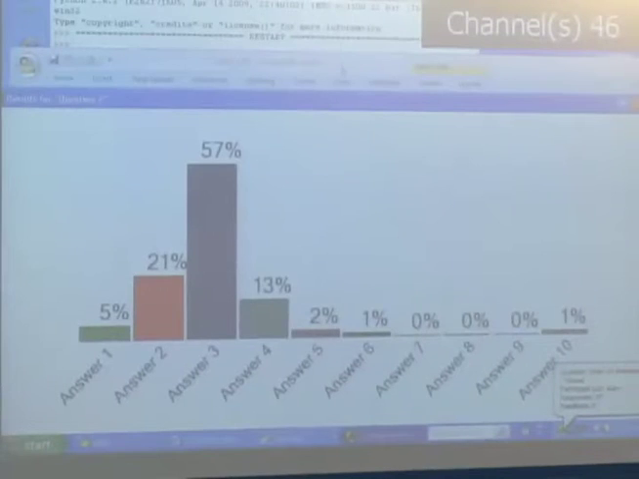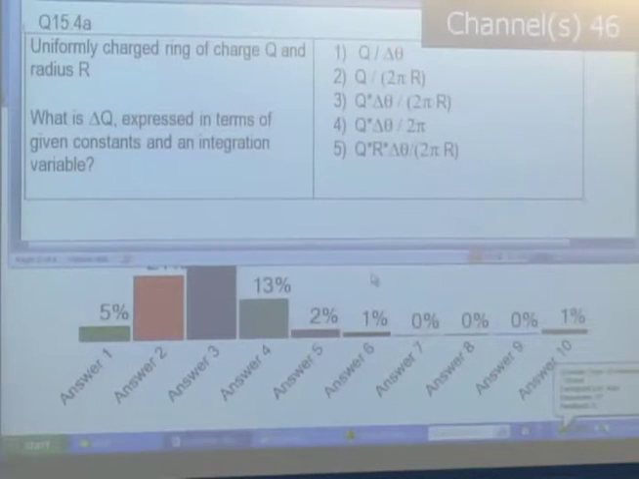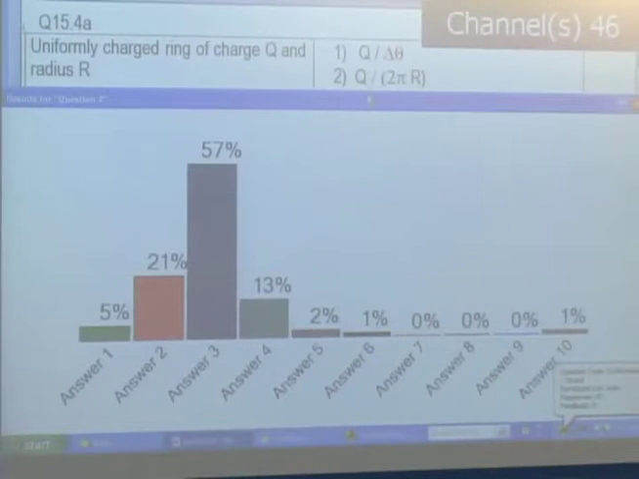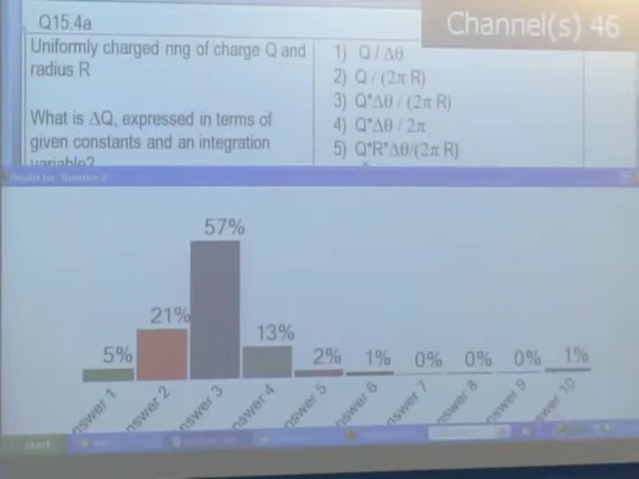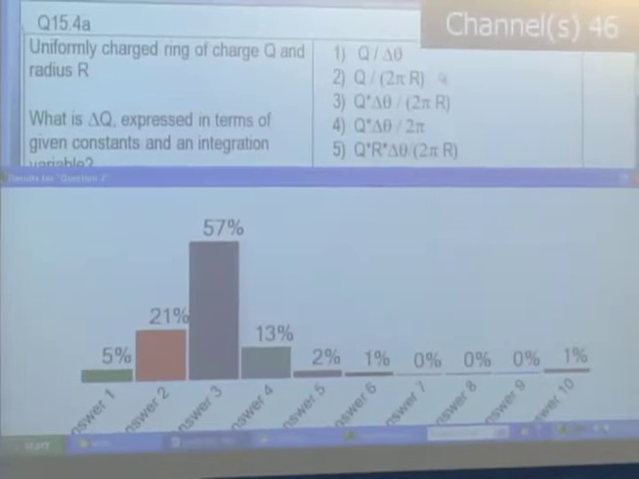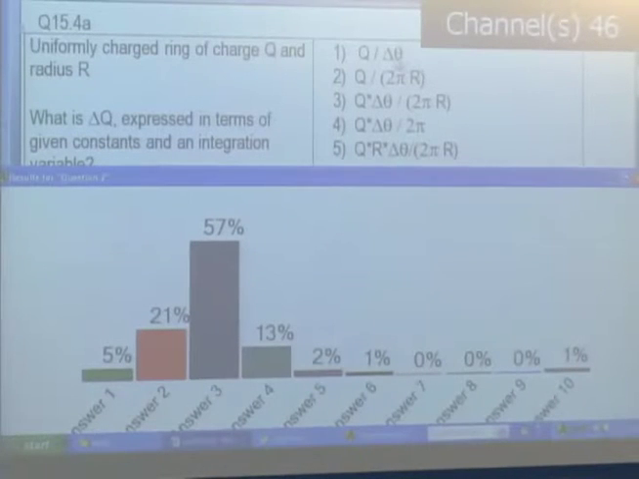All right, we have a large vote for 3. We have a smaller vote for 4, and some people are saying 2. Well, 2's out because the integration variable doesn't show up, right? I mean, we don't have any theta in there at all, so we have to have something in terms of a delta theta. 1's out because it's in the denominator. So let's look at 3, 4, and 5.